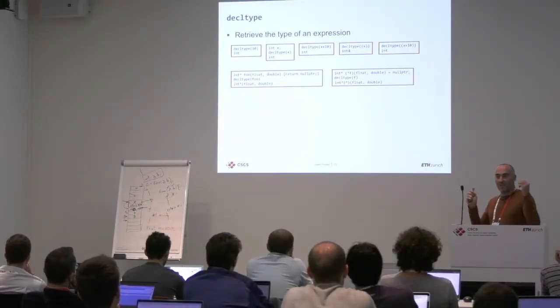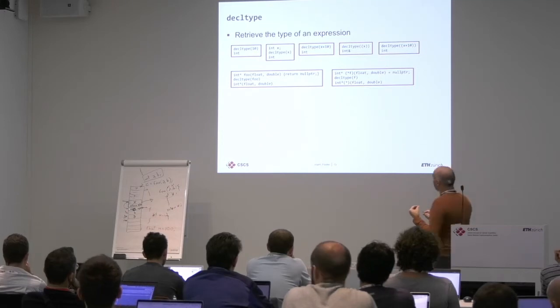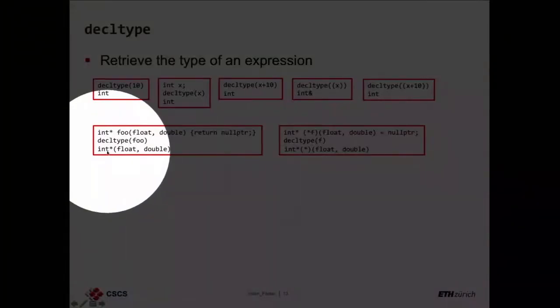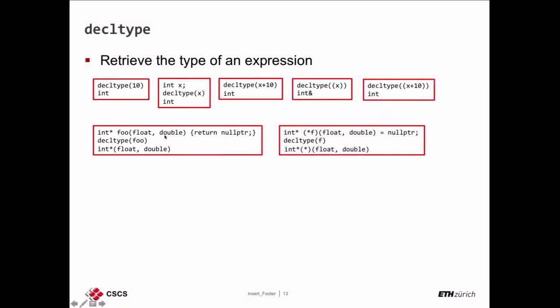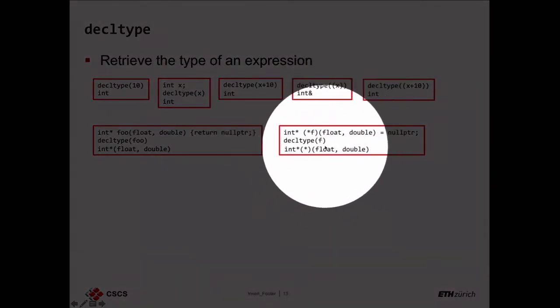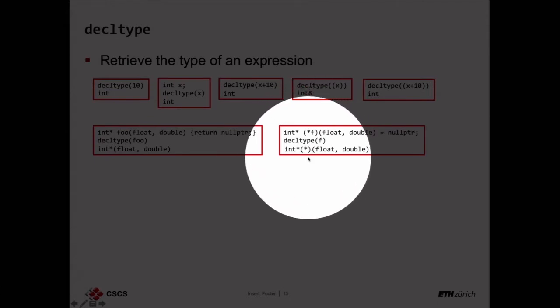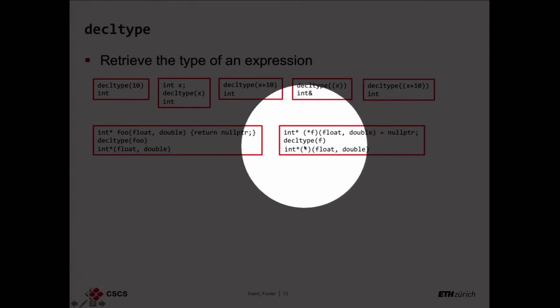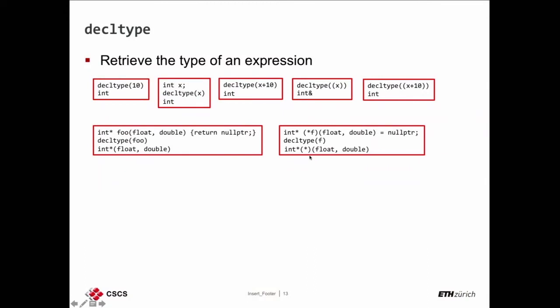But everything in C++ has a type. So the type of this foo function is this type here, int star, because it returns int star, float double. This one is a function pointer, so it has this thing here, parentheses with a pointer, which I say is a function pointer type.